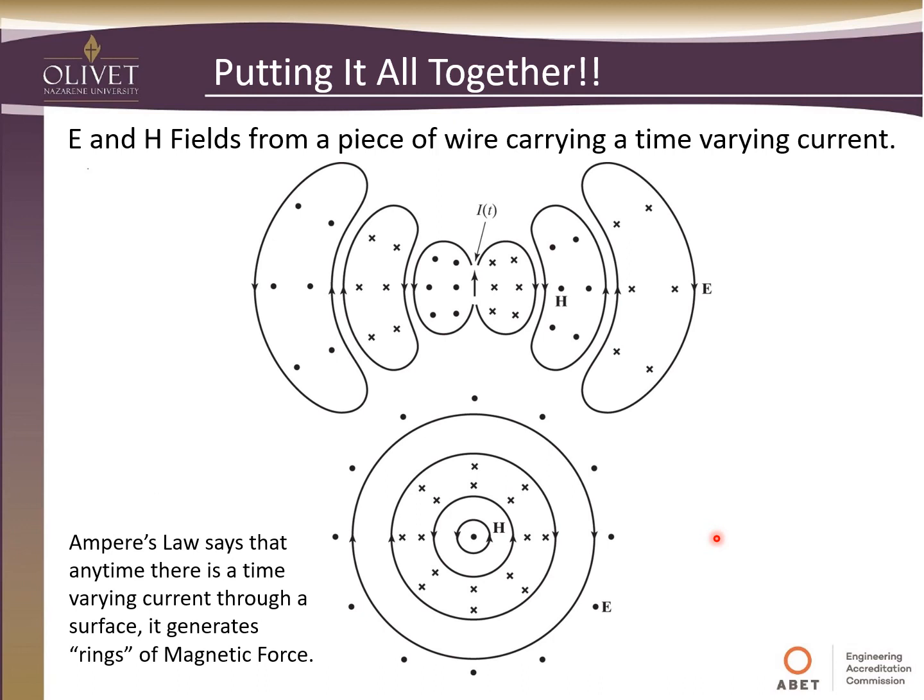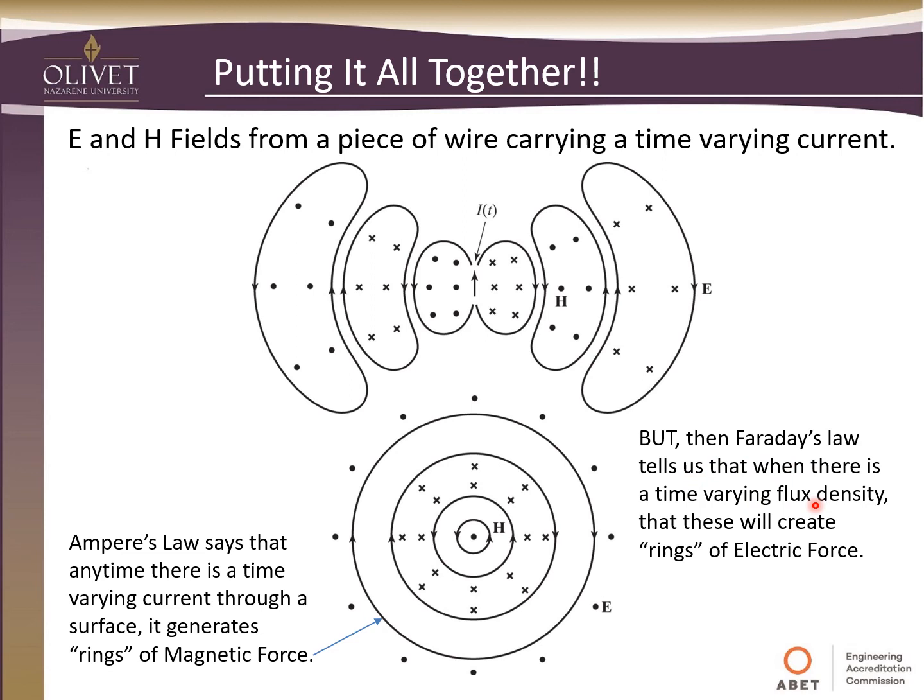So again, Ampere's law says that anytime there's a time varying current through a surface, it generates rings of magnetic force, which we can see right there. And Faraday's law tells us that when there's a time-varying flux density, which we just demonstrated there is, this creates rings of electric force. So again, this is just summarizing what I just said. You can see for yourself.